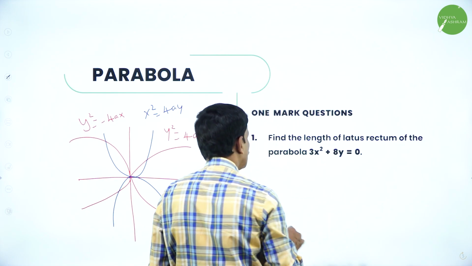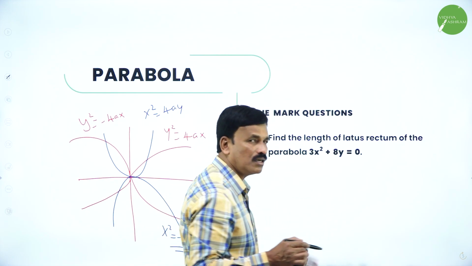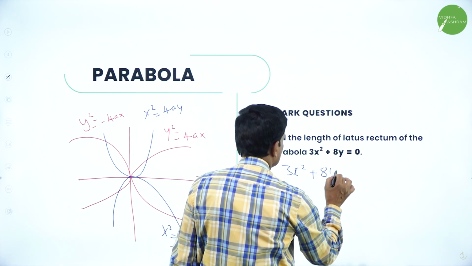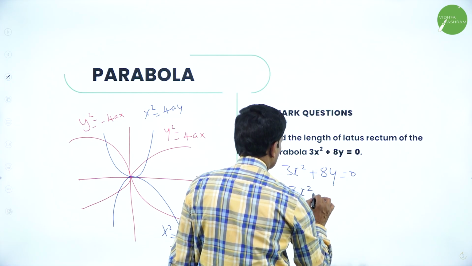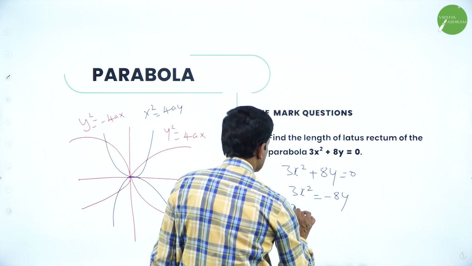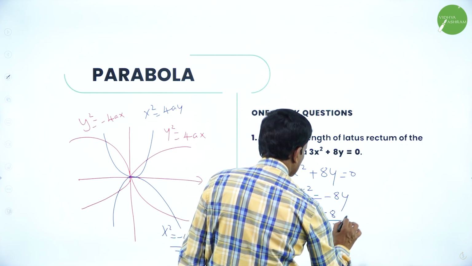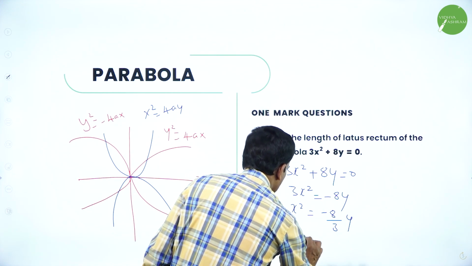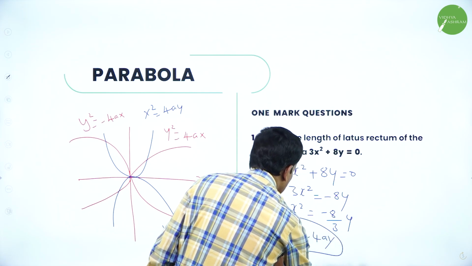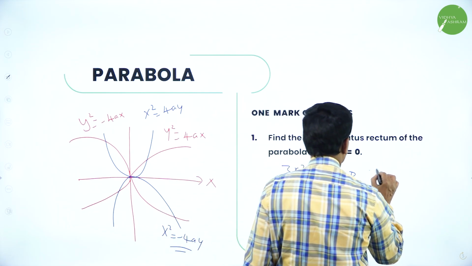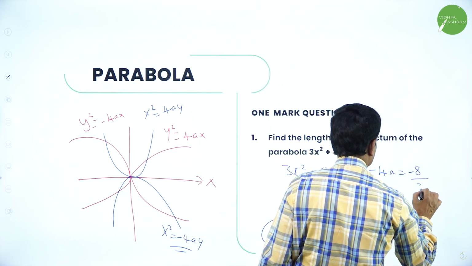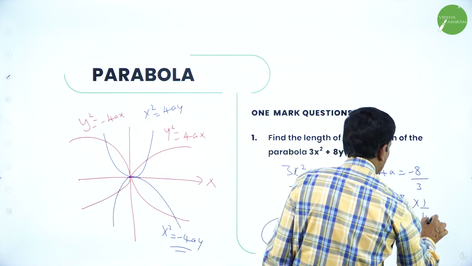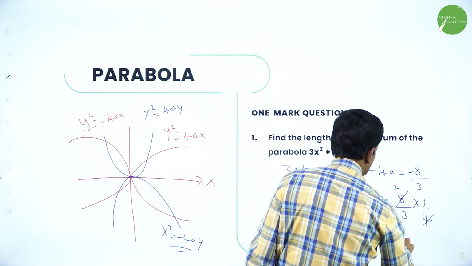What is the problem? Find the length of latus rectum of the parabola. What is given? 3x square plus 8y is equal to 0. 3x square is equal to minus 8y. X square is equal to minus 8 by 3 times y. Now, comparing with x square is equal to minus 4ay, this is the standard equation. Now, minus 4a is equal to minus 8 by 3. So, therefore, a is equal to 8 by 3 times 1 by 4, that's equal to 2 by 3. A is equal to 2 by 3.